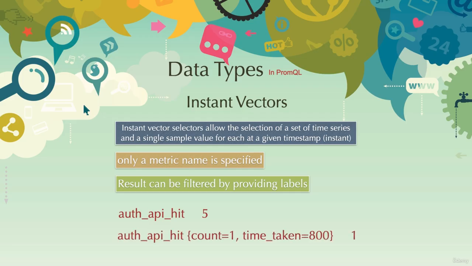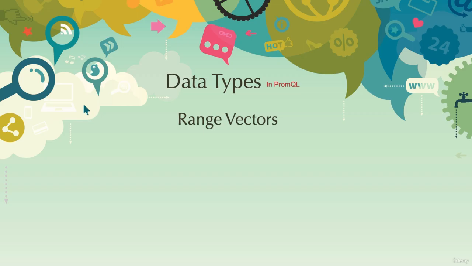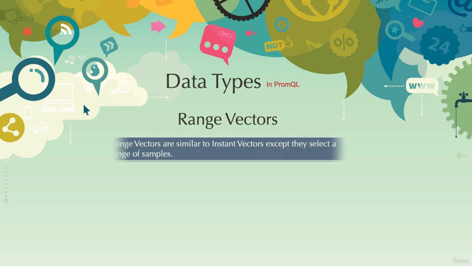Now, if you want to add some filters, you can say, I want a sample of a metric whose name is auth API hit, but I also want to apply these filters. So I want the value of count to be equal to 1 and time taken to be equal to 800. If you filter it, you may get a different value. For example, you may get 1. Another data type that we have in Prometheus is range vectors. Range vectors are similar to instant vectors.